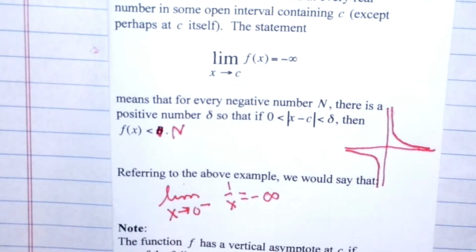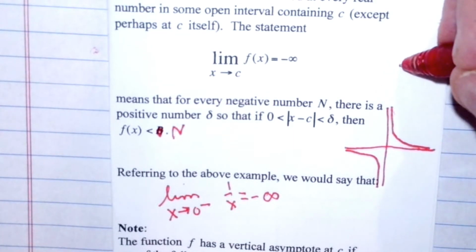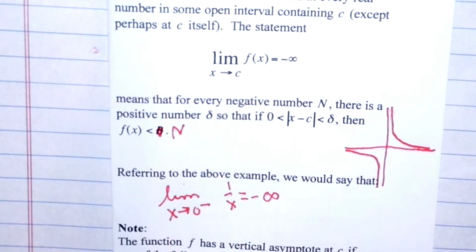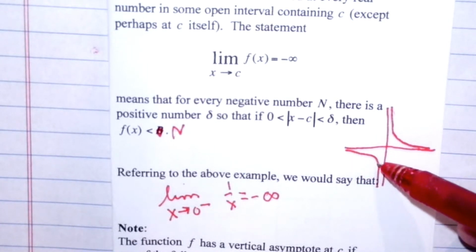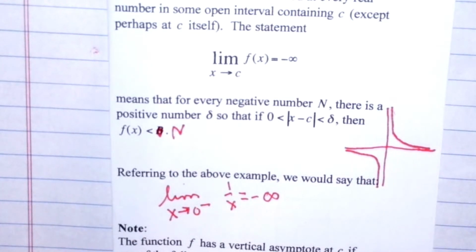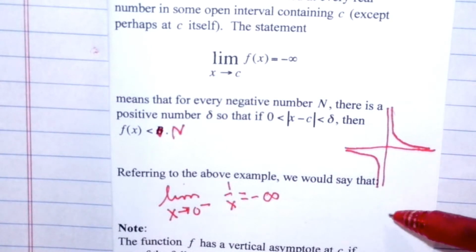It looks kind of like this. By choosing x closer and closer to 0, the y values get larger if we're going from the right side, and if we're going from the left side, by choosing x closer and closer to 0, the y's become more negative. So the limit from the right is positive infinity, the limit from the left is negative infinity.